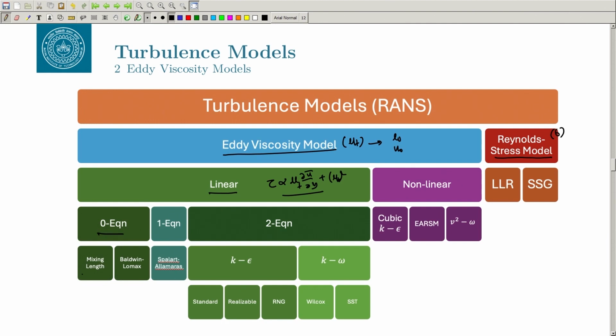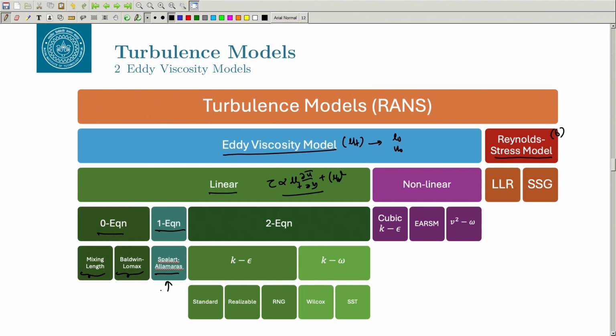For example, the Prandtl mixing length model, we will discuss that in the next class. Then we have the Baldwin-Lomax model, which is also a zero equation model. There are many more models, I am not going to discuss them here. There is a Cebeci-Smith model. Then there is a one equation model, like the Spalart-Allmaras model, which is a very popular model for external aerodynamic flow.